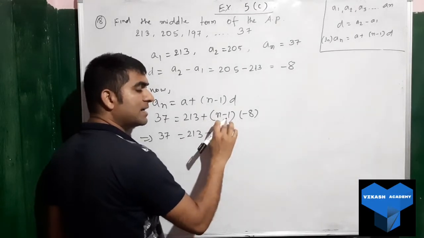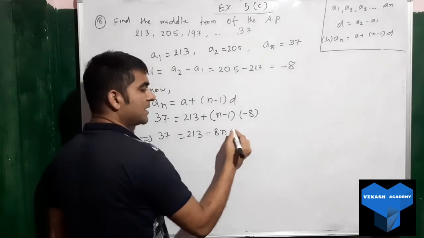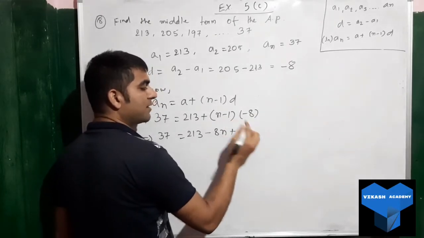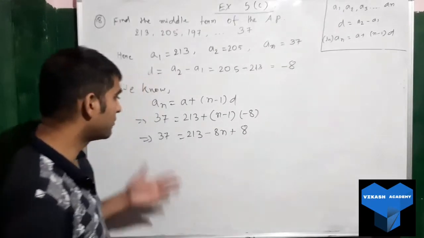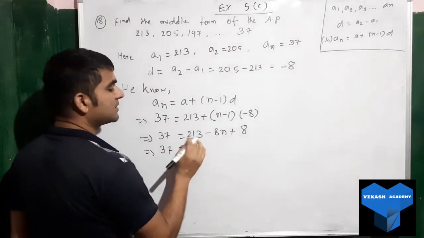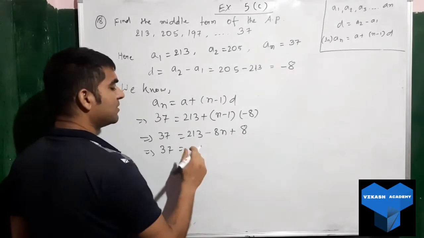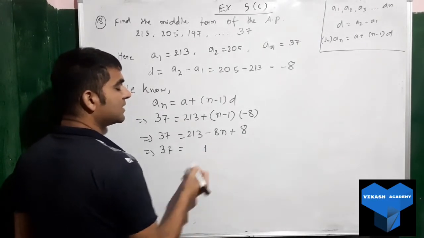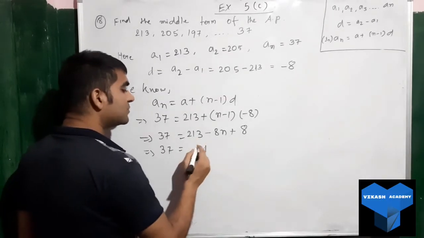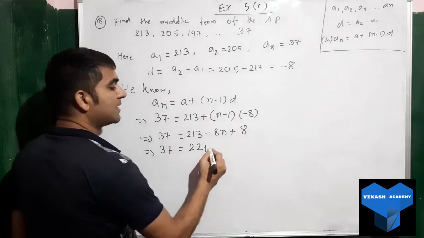Now minus into minus will be plus, 8 into 1 is 8. Now if both the terms are plus, you will add them. This 213 plus 8, so we can add it. 8 plus 3 will be how much? 8 plus 3, so 9, 10, 11, right? 1 plus 1, we have 2. Then this 2 will be here only, minus 8n.